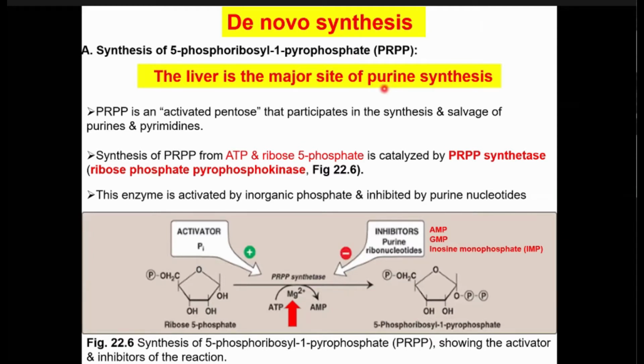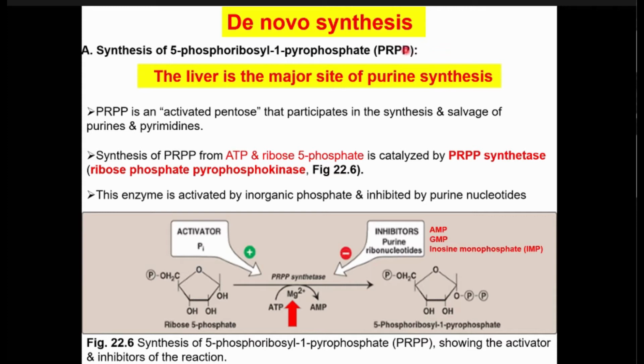Now the first step is to make what we call PRPP, the 5-phosphoribosyl 1-pyrophosphate. You should know this from before, because this is a molecule that you've seen in the pentose phosphate pathway when you did the carbohydrate metabolism. So this is already done. If you want to recall, you go to your lecture and find out how to get the PRPP. You get it from the pentose phosphate pathway.